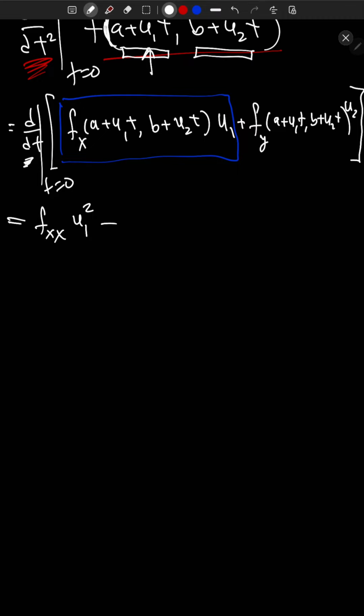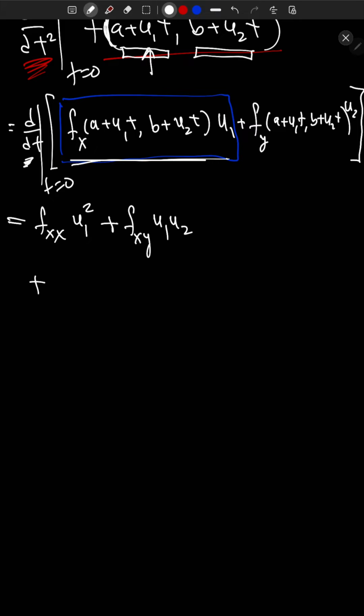Plus the chain rule of just this first term. When I differentiate it with respect to t, I'm going to have to take fxy as well. So the derivative of this term here with respect to y, so that's fxy, and I still have the u1 coming along for the ride, and then dy dt, which is u2. Now both of these are evaluated at a plus u1t, b plus u2t at t equals 0. I'll stick that in maybe later.